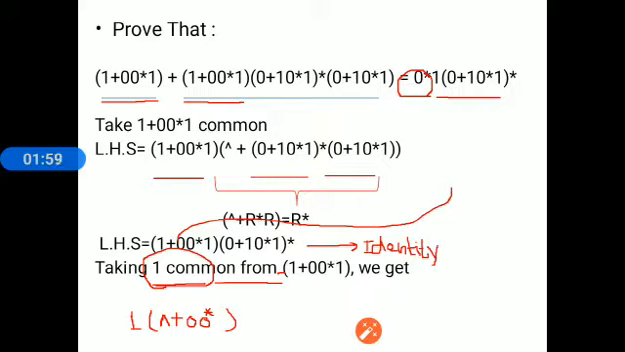We take 1 plus 0 0 star 1 common, and in the bracket, if we take the first term as common, then we get the null operator here, because we have taken it common, plus the remaining string is 0 plus 1 0 star 1 into 0 plus 1 0 star 1. Here we can apply the identity null plus r star r is equal to r star.